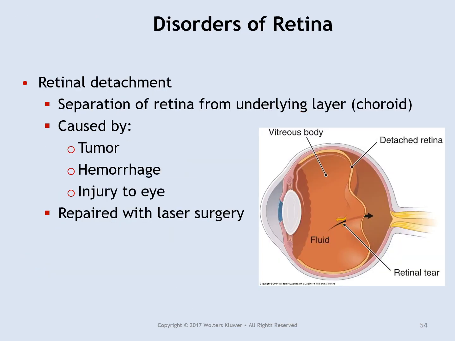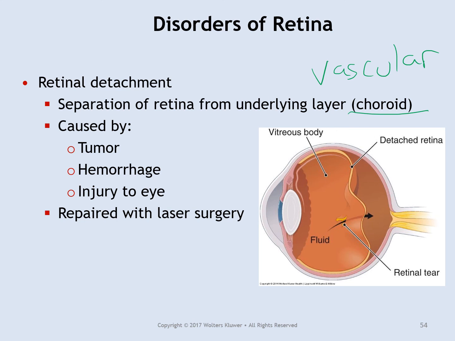Retinal detachment is not uncommon. This happens when the retina separates from the choroid, the middle layer of the eye. Remember, the choroid was the vascular layer of the eye. This is where all your blood vessels are. So if the retina separates from where the blood vessels are, it's not getting any blood and may be destroyed or die. So you need to address retinal detachment very, very quickly.